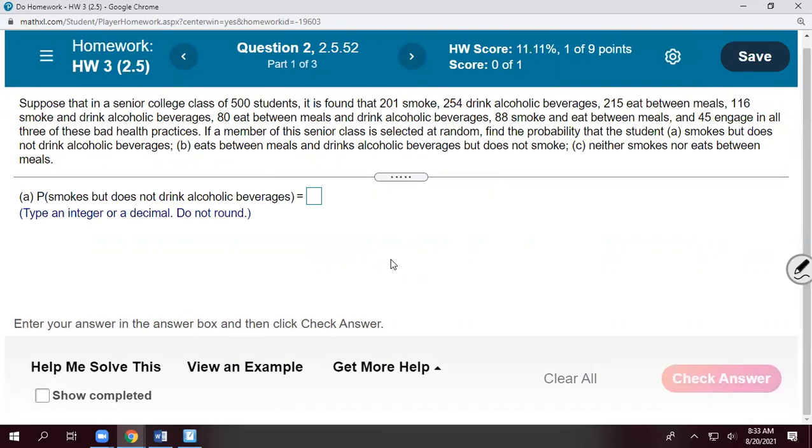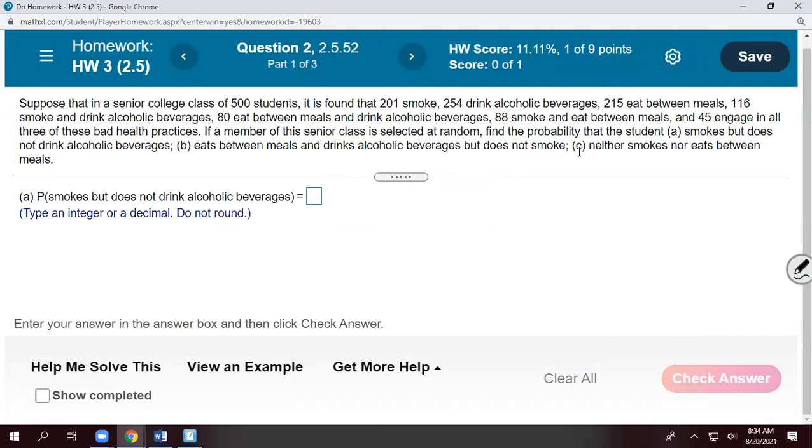Suppose that in a senior class of 500 students, 201 smoke, 254 drink, 215 eat between meals, 116 smoke and drink alcoholic beverages, 80 eat between meals and drink beverages, 88 smoke and eat between meals, and 45 engage in all three. Okay, so the three bad activities are smoke, drink, and eat between the meals.